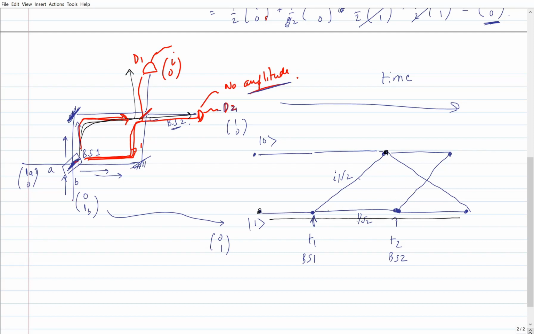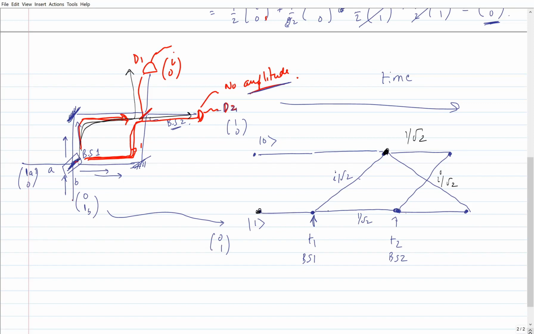So going from 0 to 1 is 1 by root 2. Similarly, when I'm here on this beam splitter, this is 1 by root 2. This coefficient is iota by root 2. That's just coming from your matrix multiplication. So that essentially is the idea over here.